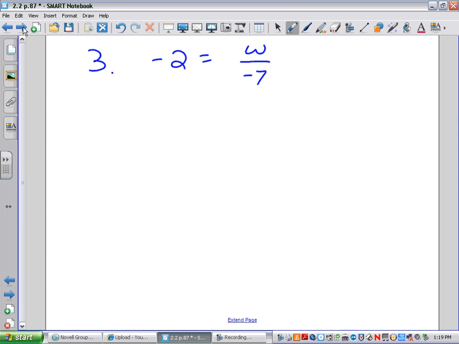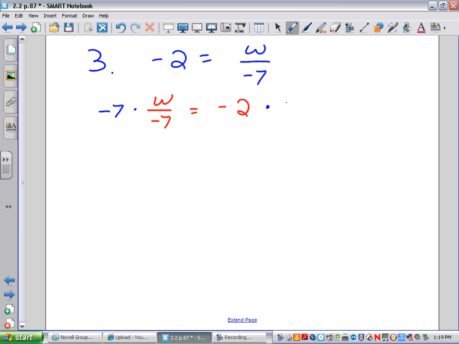Negative 2 is w divided by negative 7. In other words, negative 2 is what number divided by negative 7? Well, I'm going to put the w over negative 7 first, then equals negative 2. So you ask yourself, how do I get rid or undo a negative 7, divide by negative 7? And the answer is you multiply by negative 7.